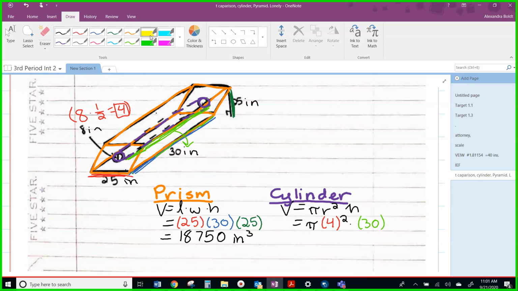This does have a pi in it, so I'm just typing in 4 squared times 30 into my calculator. And 4 squared times 30 is 480. And we don't want to forget about our pi.